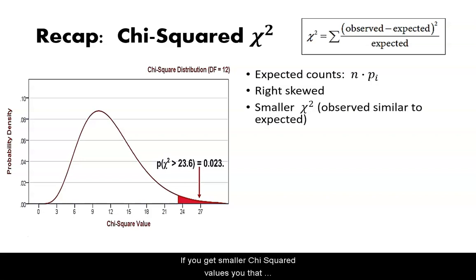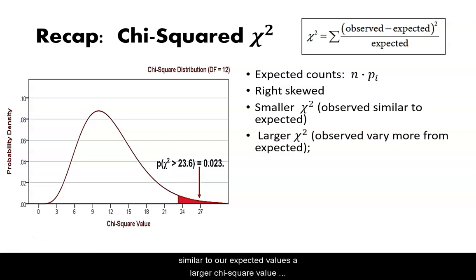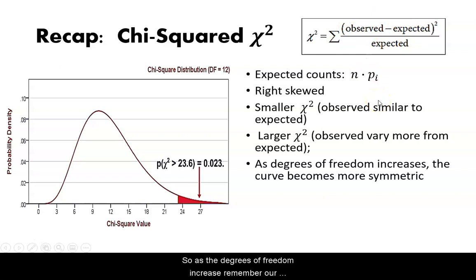If you get smaller chi-squared values, that means that your observed minus expected were small numbers. So that means that our observed values were similar to our expected values. A larger chi-squared value means that our observed values may vary more from expected. We have a larger difference right there. So as the degrees of freedom increase, remember our chi-squared distribution, which is right skewed, becomes more and more symmetric.